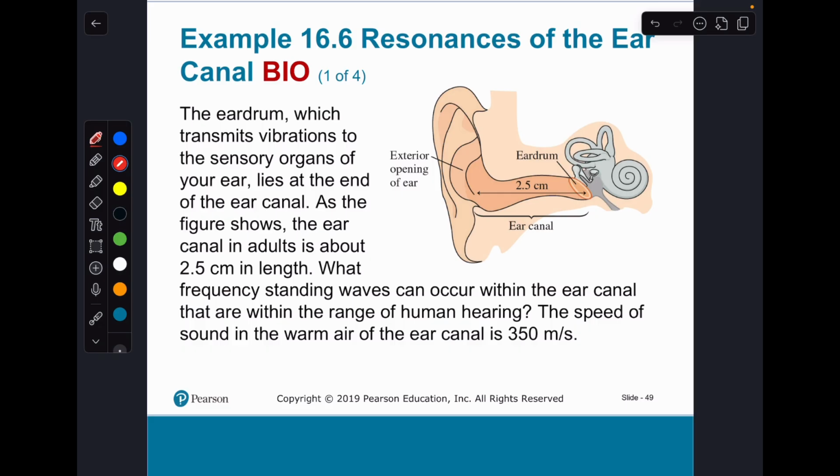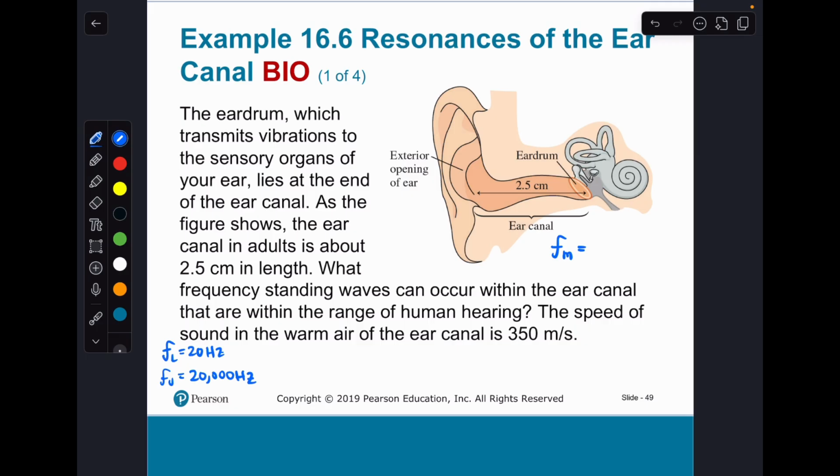So the boundaries of human hearing, the frequency range, right? Remember, it went from, let's say the lower end was 20 hertz and the upper end was 20,000 hertz. So we want to find what the frequencies of standing waves that can occur within those bounds. We know that the length is equal to 2.5 centimeters.